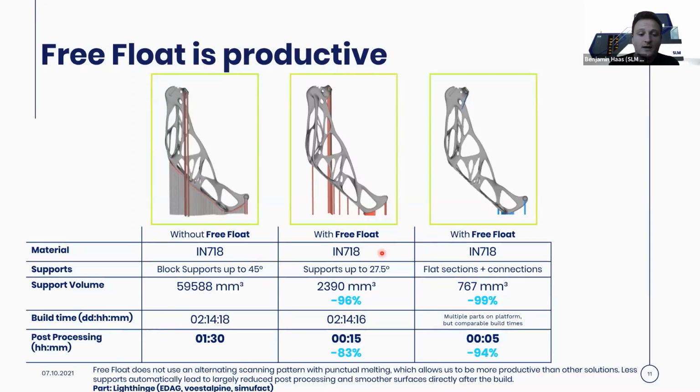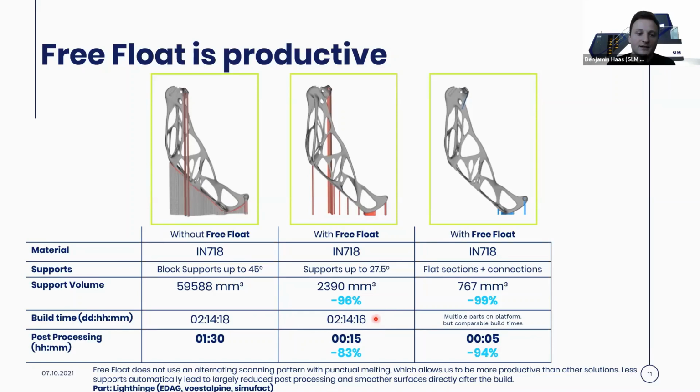So in the first step, we gave it a shot with FreeFloat, and in the very first iteration, we just took this 45-degree angle, divided that by 2, and came up with 27.5 degree. And already that reduction led to a reduction of support volume by 96%. So just by applying FreeFloat and by just using the angle that I know, dividing that by 2, I could almost save all support structures. The build time remained pretty much the same, so we were 2 minutes faster with FreeFloat, but quite comparable.